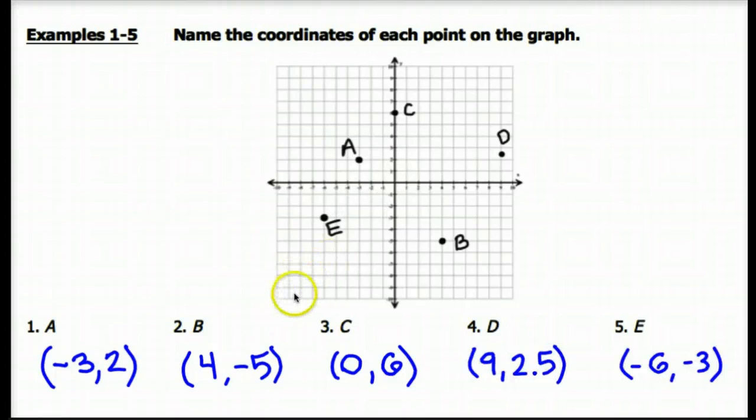Okay, so for D, you probably had to do a little bit of estimating. You're 9 spaces to the right of the origin, so the x-coordinate is positive 9. And then if you're moving up, you're not going up 3 full spaces or 2 full spaces. You're going about in the middle of 2 and 3, so I would call that 2.5. So the coordinates would be (9, 2.5). Then for E, you are 6 spaces to the left of the origin and 3 spaces down, so that ordered pair would be (-6, -3).